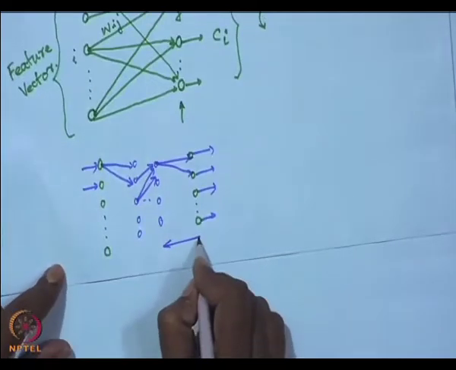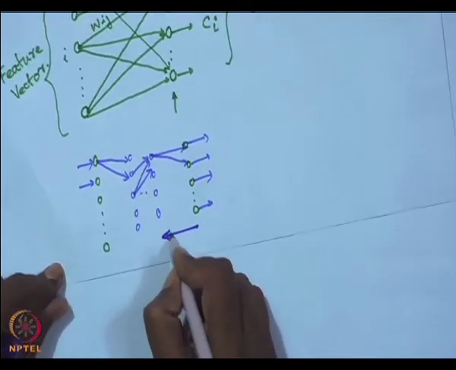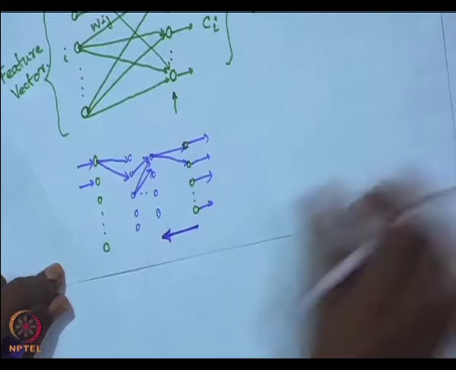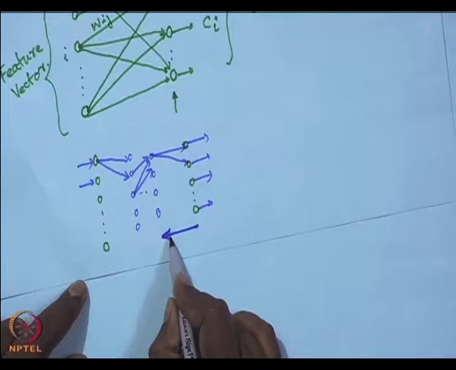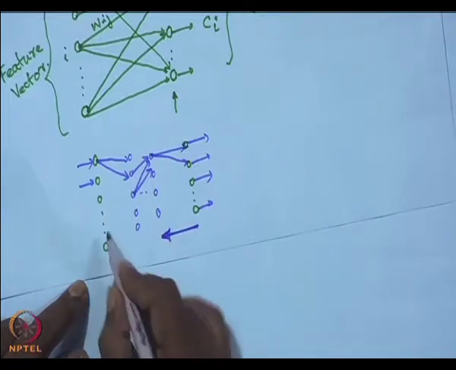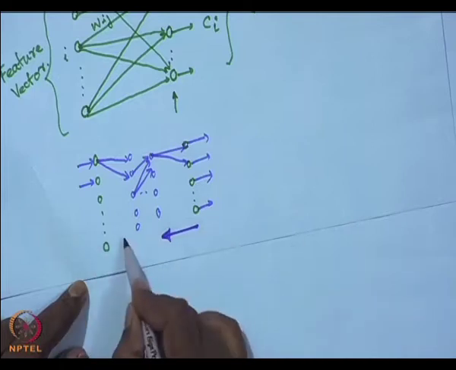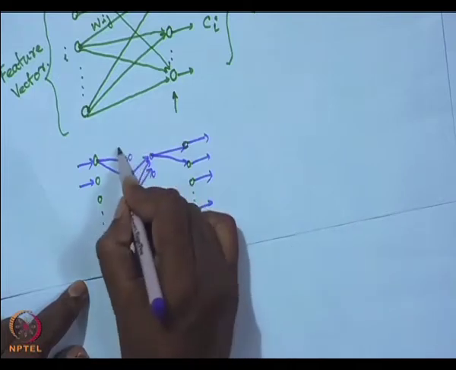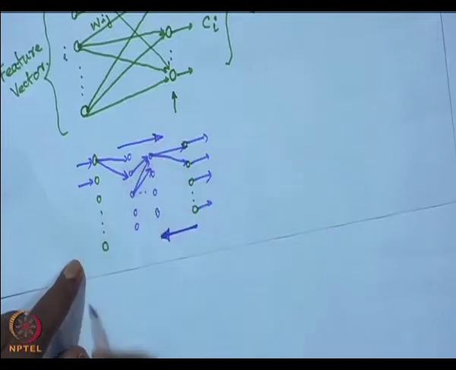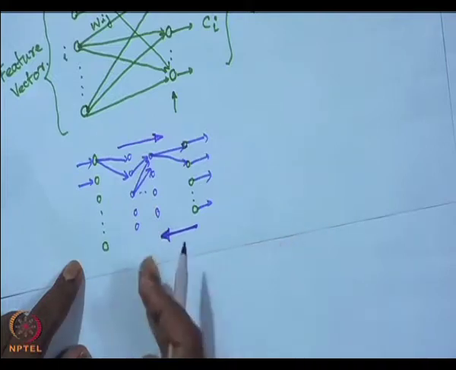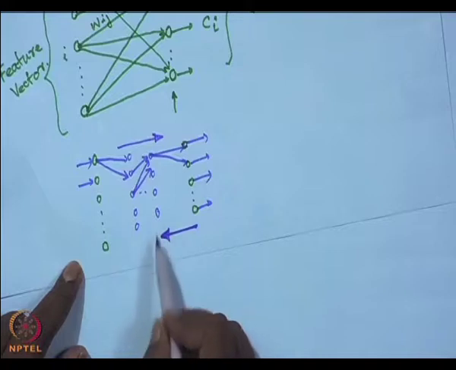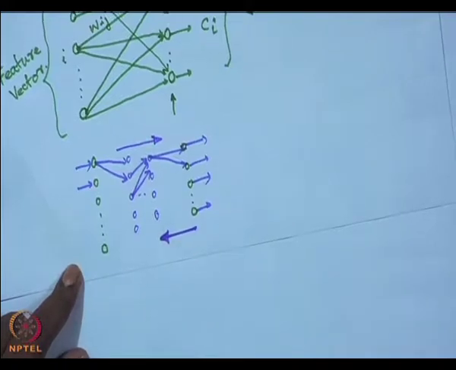So, it is like this: the error information or the weight updation information propagates from the output layer to the input layer. That is why it is called back propagation learning. But during classification, the information moves from the input layer to the output layer. So, the information is fed from input to output. That is why it is a feed forward network, whereas the learning algorithm is called a back propagation learning algorithm.